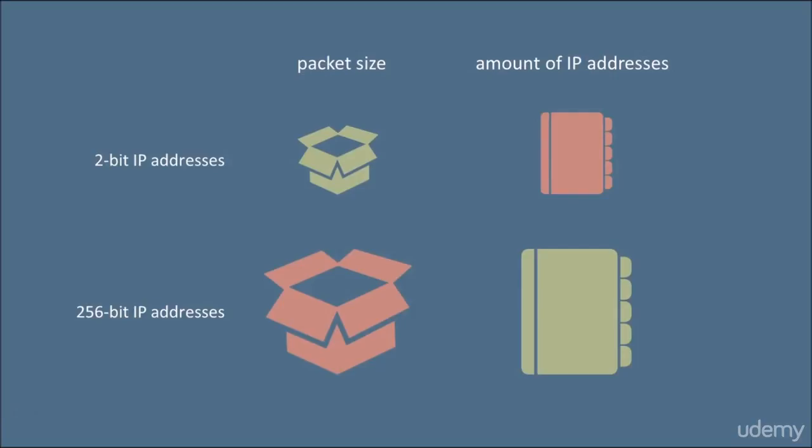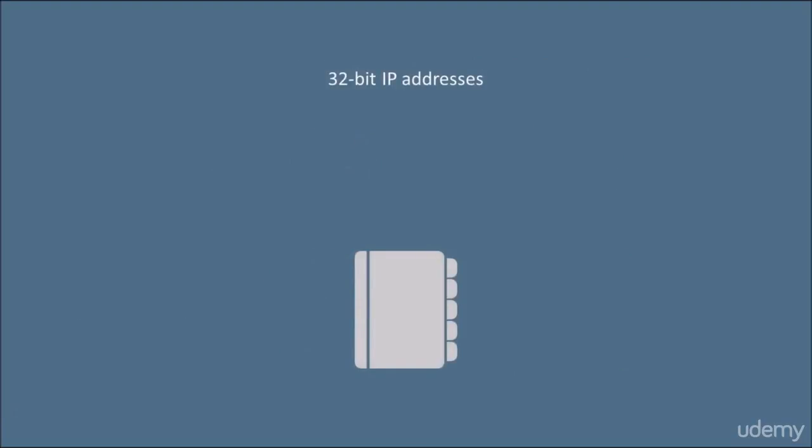So as you can see, there's a bit of a trade-off going on here. You can either have small packets or lots of IP addresses. They ended up deciding that they'd go with 32 bits for an IP address. That left them with roughly 4.2 billion IP addresses. You have to consider that back then, the internet, which wasn't even called the internet back then, was just a toy for academics. It was definitely not meant for regular people like you and me. And that's what's known today as IP version 4.